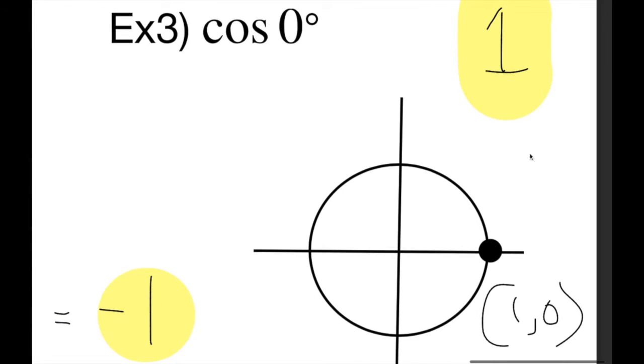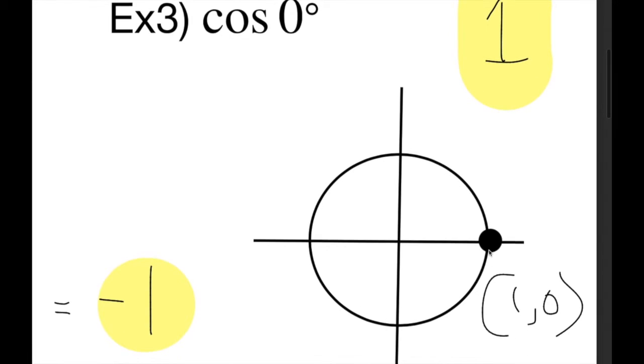Cosine of 0: draw a unit circle with an angular measurement of 0 degrees here. Starting from here, you go nowhere. It goes 0 degrees. And you can see that's at the point (1, 0), and so therefore that's equal to 1, because you report the u, the first coordinate, the u coordinate.